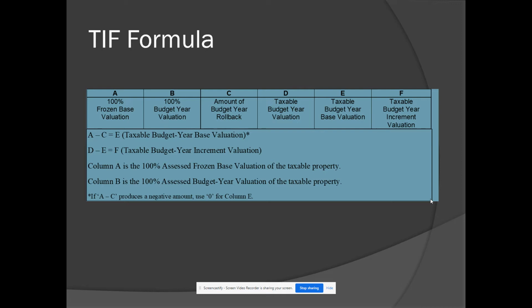And F is the taxable budget year increment value, so the amount that's going to be used to generate that TIF tax revenue. The calculations are as follows. A minus C will equal E, and D minus E will equal F. So again, column A is 100% assessed frozen base value of the taxable property, and B is 100% assessed budget year valuation of the property. So the base year, and then what are we comparing to? And note, if A minus C produces a negative amount, you use 0 for column E.